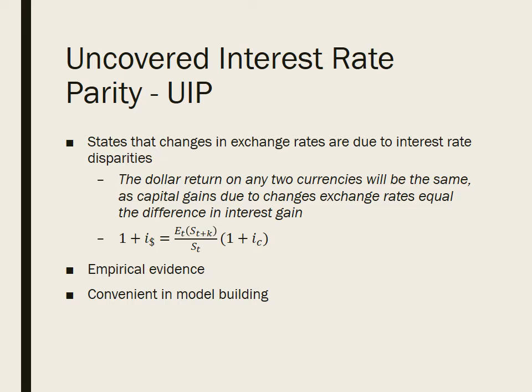If the no arbitrage interest rate parity condition holds without the use of forward contracts, this implies that changes in exchange rates are due to interest rate disparities. The exchange rate adjusted return on any two currencies will be the same, as capital gains due to changes in exchange rates equal the difference in interest gain. The formula helps explain UIP further. On the left side, you have the dollar return on dollar deposits, and on the right side, you have the dollar return on foreign deposits.